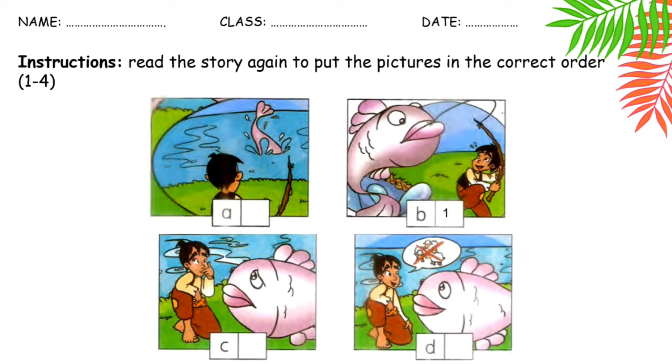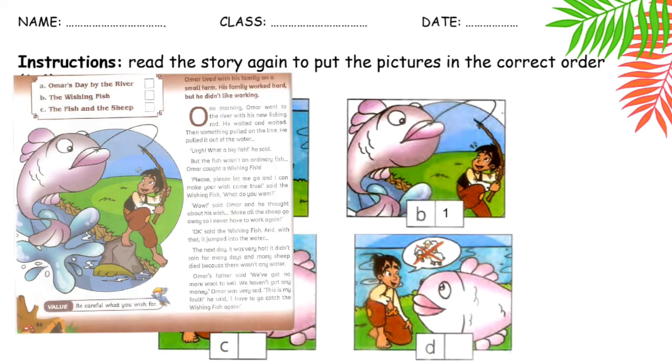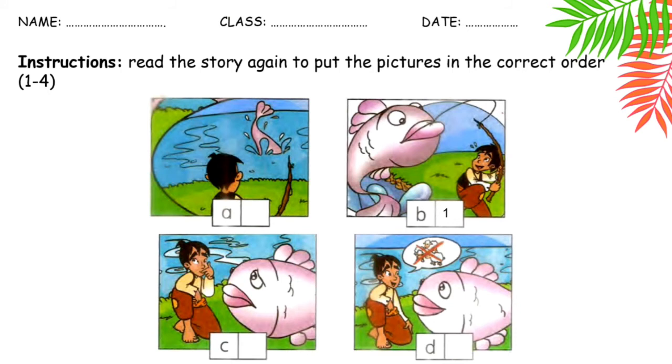Okay, let's continue. Ooh, what a big fish, he said. But the fish wasn't an ordinary fish. Omar caught a wishing fish. Please, please, let me go and I can make your wish come true, said the wishing fish. What do you want? Okay, so which one is the second picture? Good job, it is C. C is the second picture.